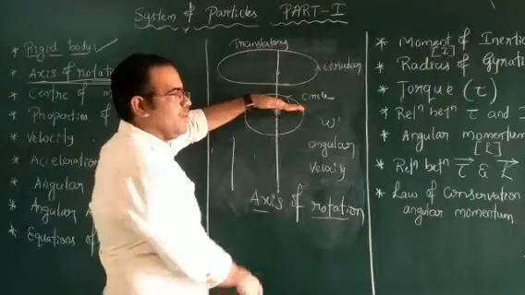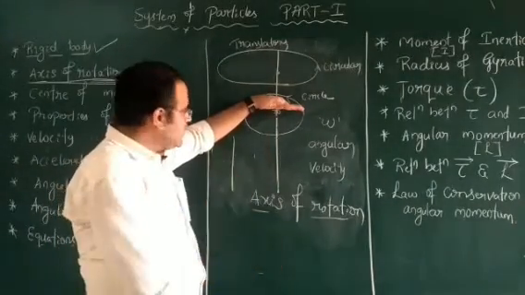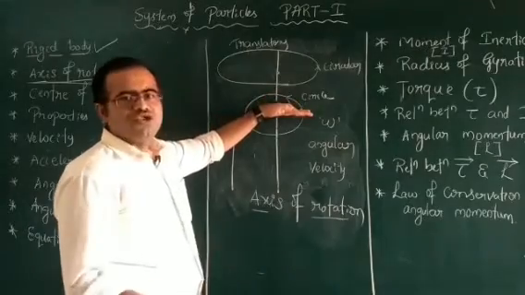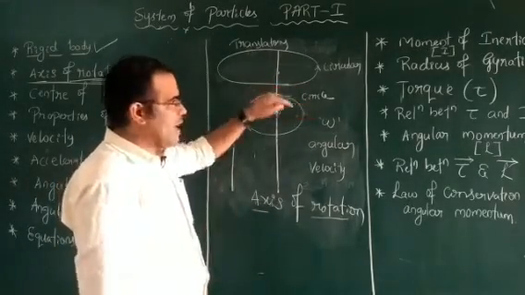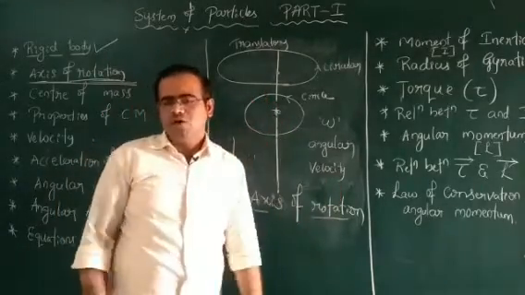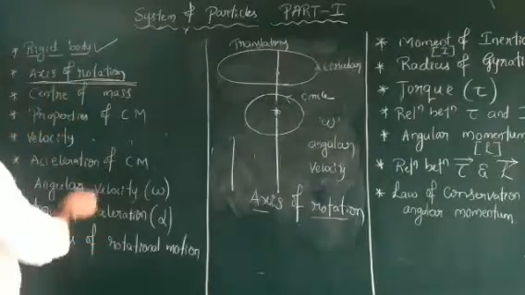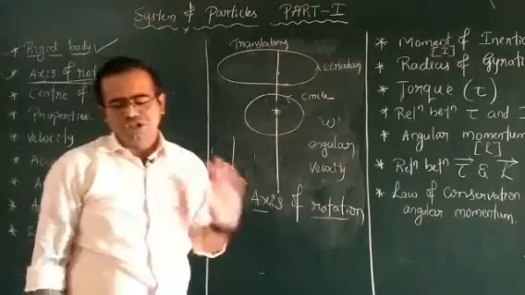A plane should be perpendicular to what here? The axis of rotation, and in that plane all the particles should move in a circular path, and all the particles should have their centers lying on the axis of rotation. So this is about the axis of rotation here. There we observe two types of motion.